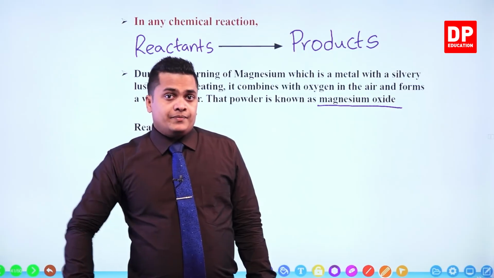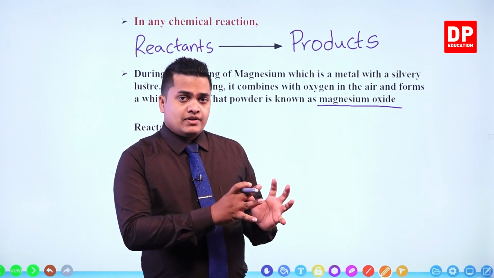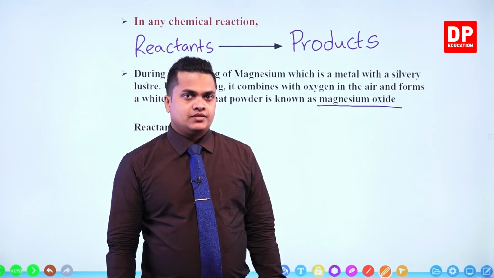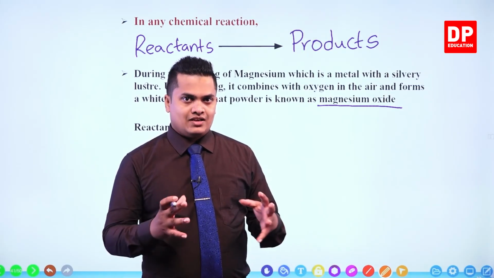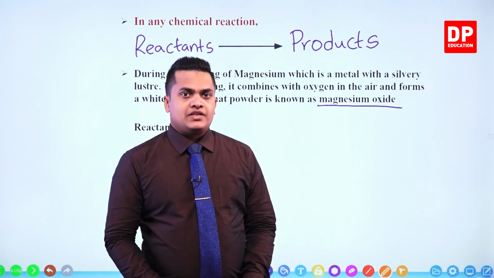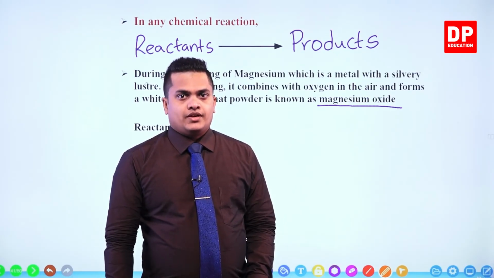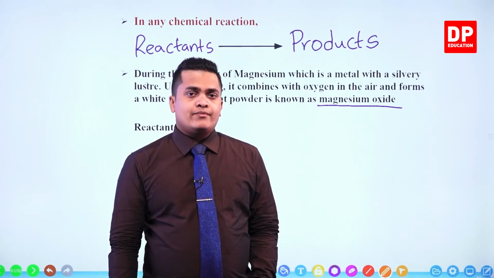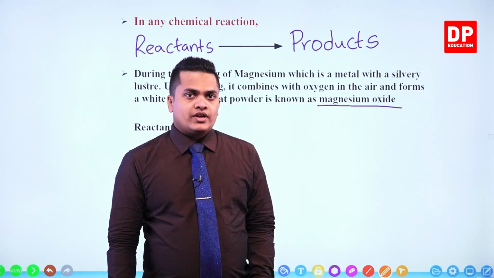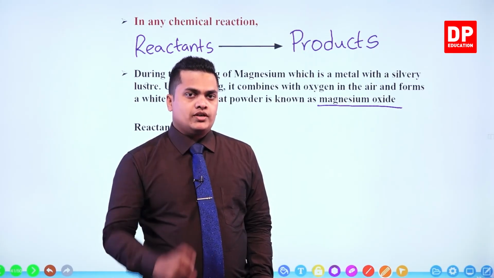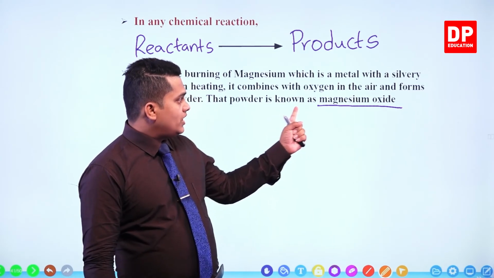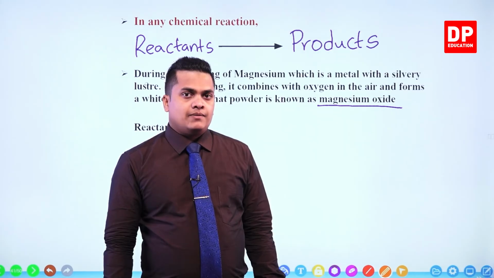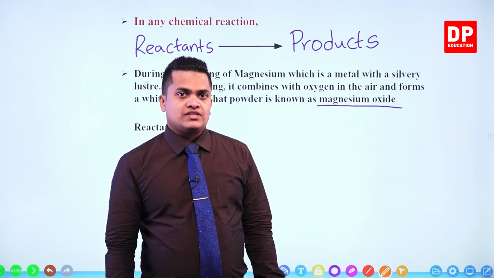You could remember I explained the burning process of magnesium earlier. I explained what is going to happen when you are burning a piece of magnesium in air. It's going to combine with oxygen gas in the atmosphere and create a white colored powder. That powder is called magnesium oxide.